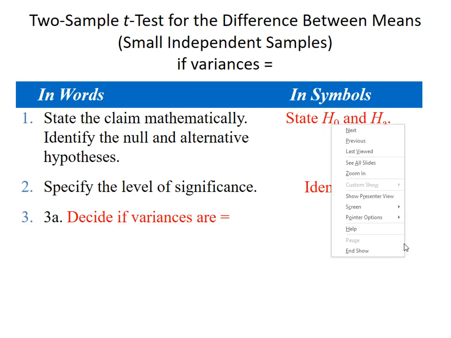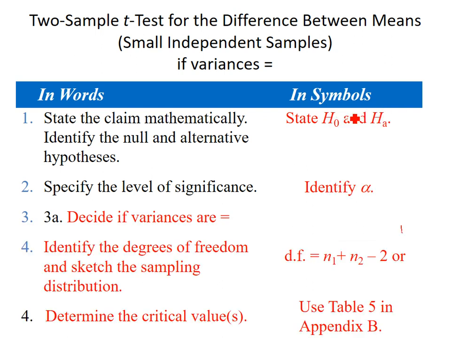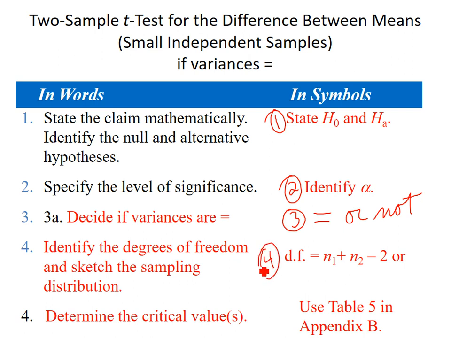So as you're going through and doing these steps, again, first step, state your H0 and HA. Second step, figure out what your alpha is, your level of significance. Third step, decide whether the variances are equal or not. They're going to tell you that. Fourth step, find your degrees of freedom.